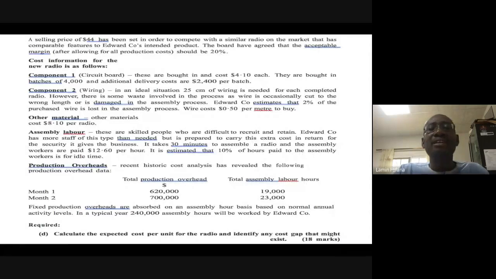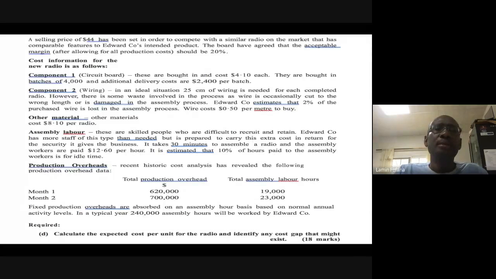So to get the unit delivery cost, it is what? 2,400 for a batch of 4,000. So 2,400 divided by 4,000. So that will be the delivery cost or the transport cost that will be added to the 4.10 to give you the unit cost of your component one.